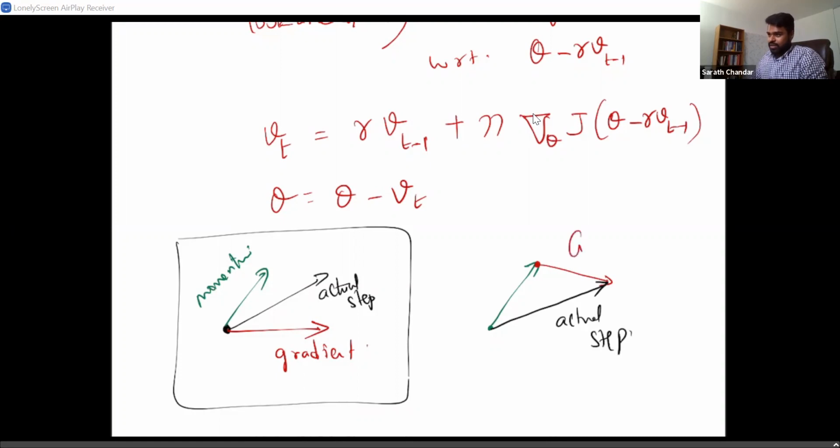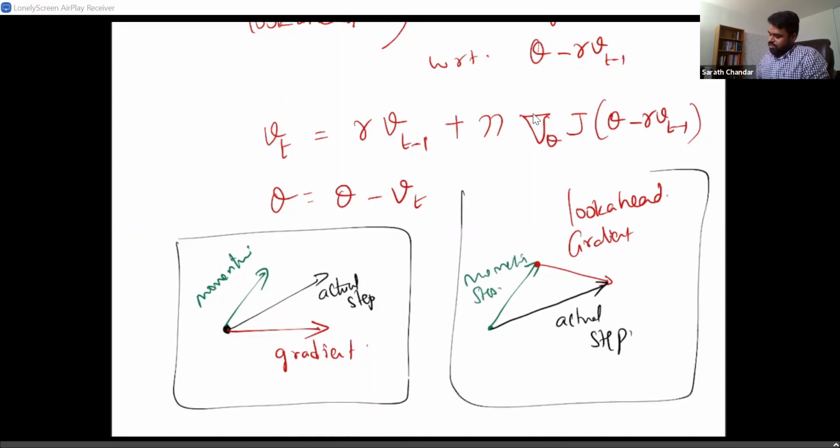And this is not a regular gradient. Let's just call this the look ahead gradient, because we moved one step and then we computed this gradient. And this is my momentum step. So now this is Nesterov's accelerated gradient. And as the name suggests, this basically accelerates the gradient descent process. And typically SGD with momentum converges faster than SGD, and Nesterov's momentum converges even faster than the regular SGD with momentum.